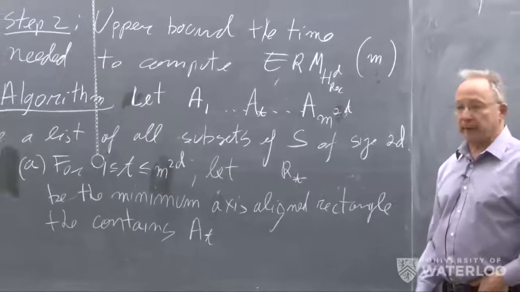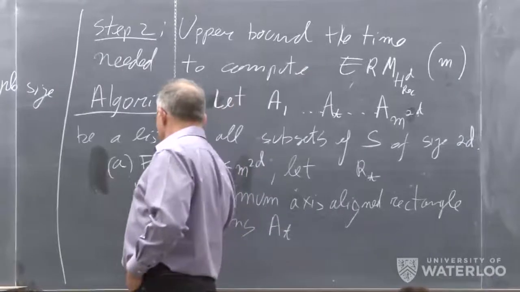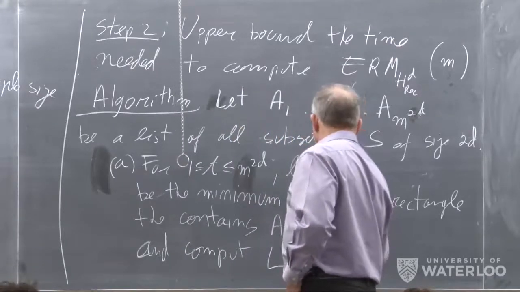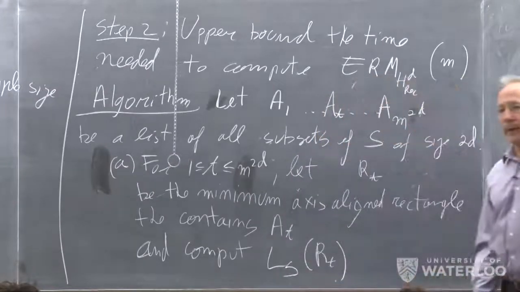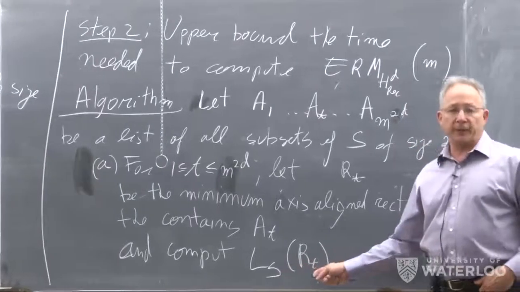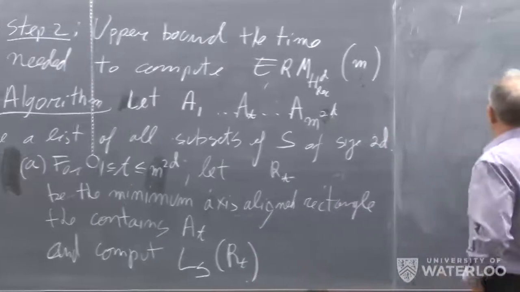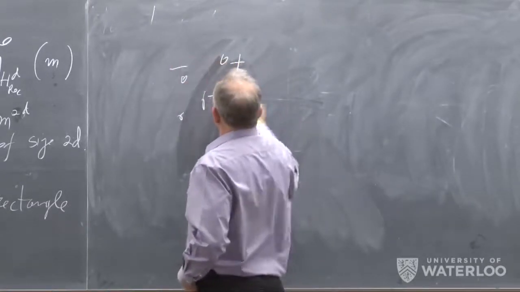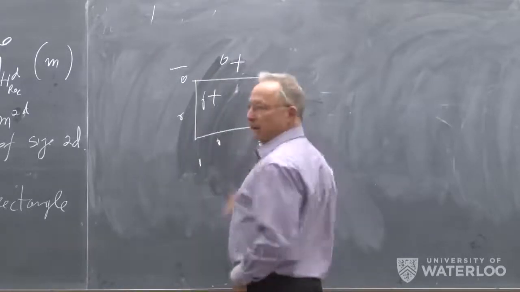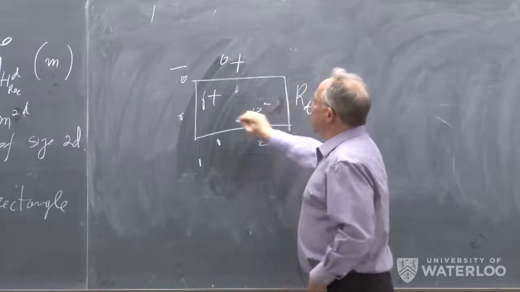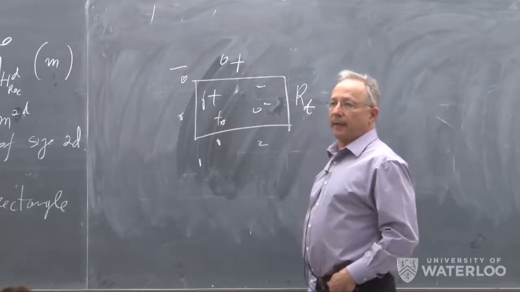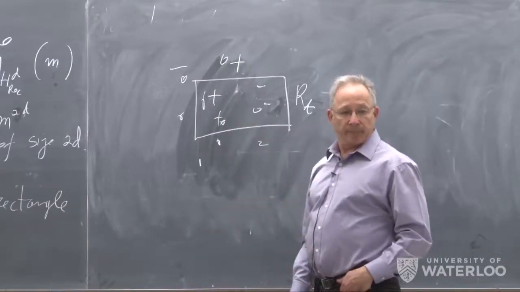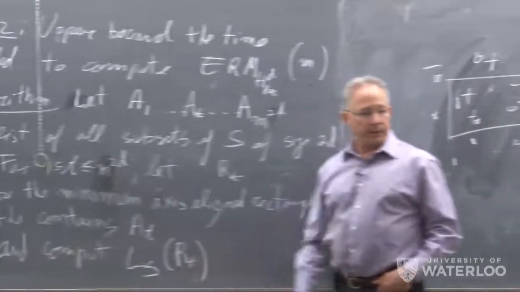And once you calculated this rectangle, I also ask you to compute L_S of this R_t. So I ask you to compute the sample error of this rectangle. I have my sample, which is lots of points, and they are labeled plus or minus. And now I picked some rectangle. This is my rectangle R_t. I can compute its empirical error. I just count how many pluses are outside, how many minuses are inside, and divide by M. So I compute this loss for every such rectangle.